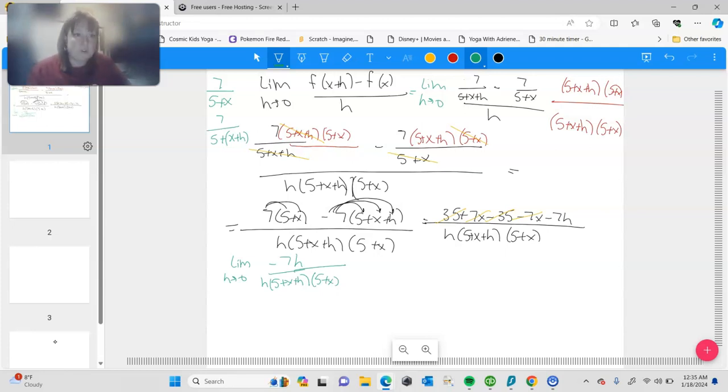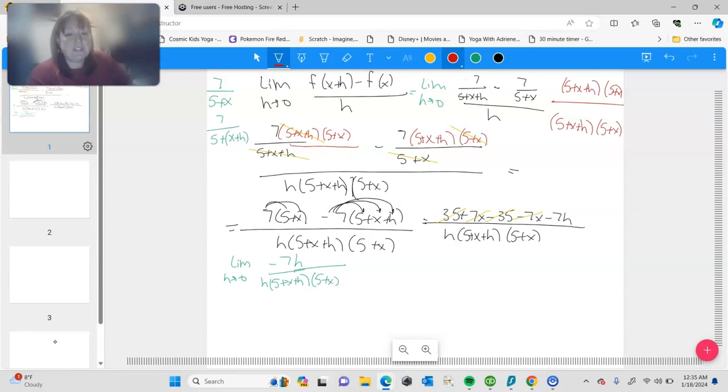It means there's a hole in the graph. It means that this is approaching from both sides. It's coming in to a specific point, but that point doesn't actually exist. So we're looking at the limit as it gets closer and closer, but isn't quite at that point. So we look, there's an h on top and an h on bottom. So we cancel those two out.